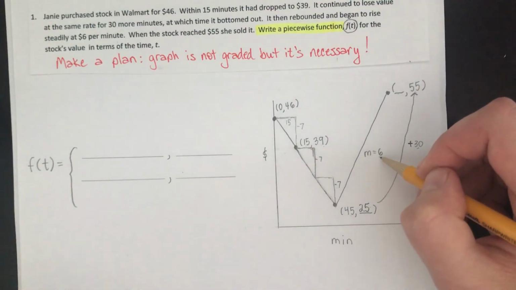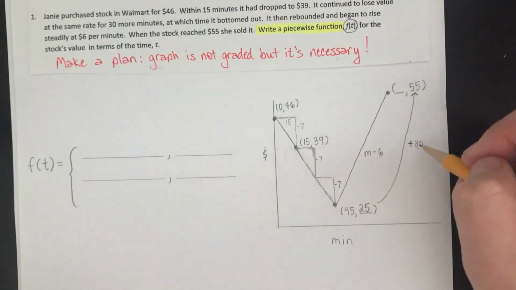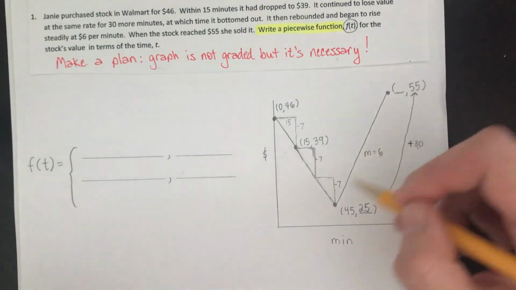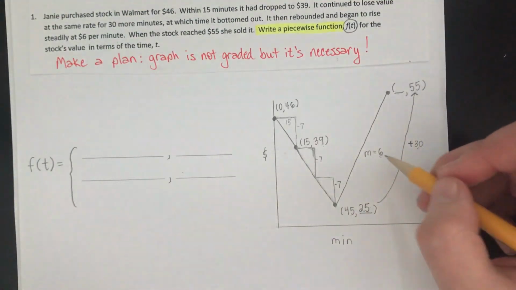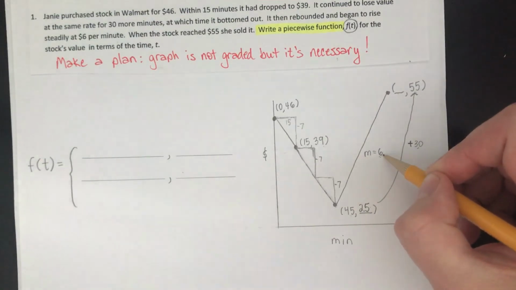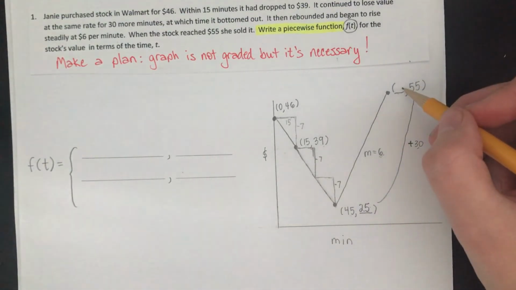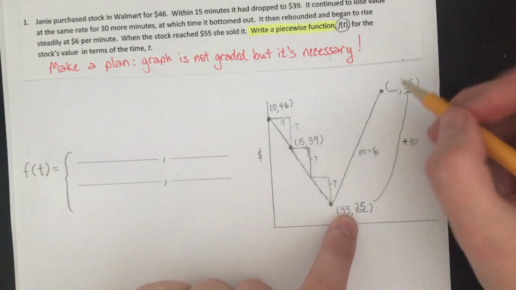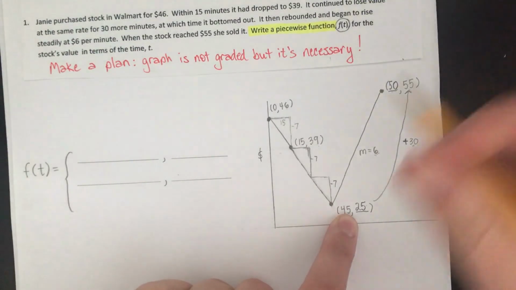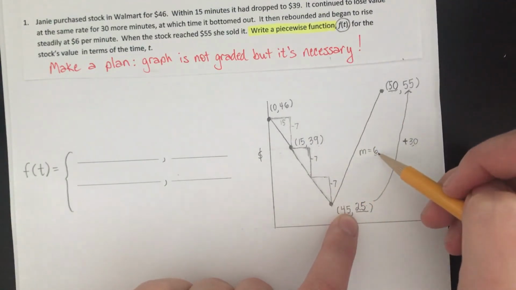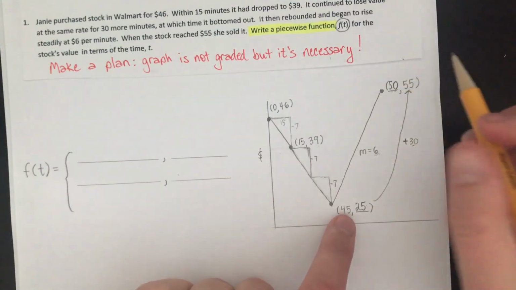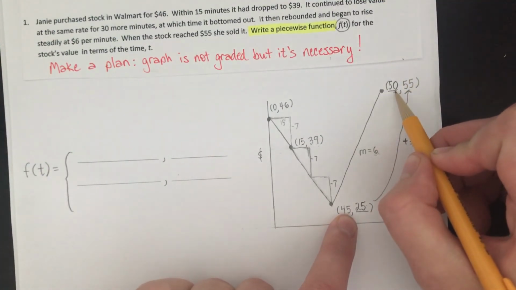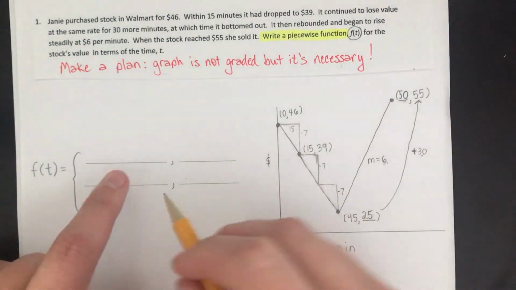So if we're gaining $6 per minute, how many minutes went by? Take 30 divided by 6, and you'd get 5 minutes. So 5 minutes went by. That means the time from 45 to this value would be 50 minutes, because every minute we're gaining $6. From here to here we gain 30, so 5 minutes must have passed. So here are my points. Now let's write my equation.